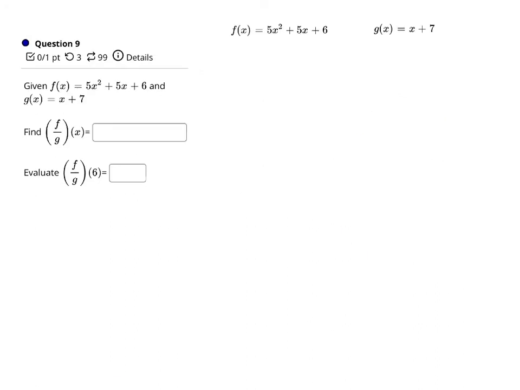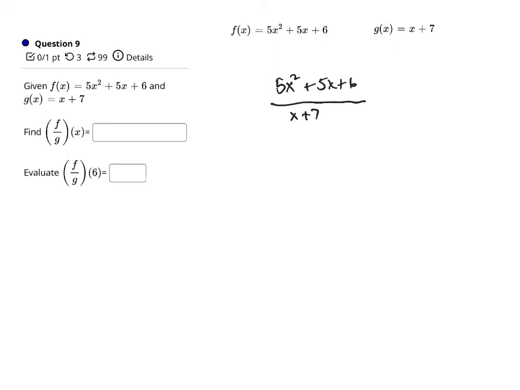We are dividing here. So we are going to put f, which is 5x squared plus 5x plus 6, over the g of x, which is x plus 7. Now, there's nothing we can do there. The 5x squared plus 5x plus 6 won't factor, and x plus 7 is factored. And we haven't gone over the factor chapter, so they shouldn't give us one that will factor.